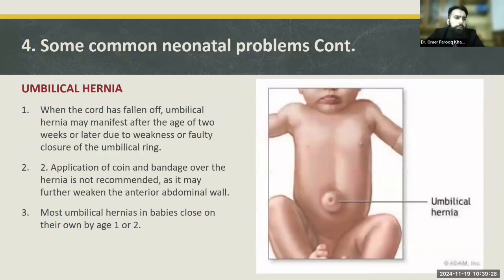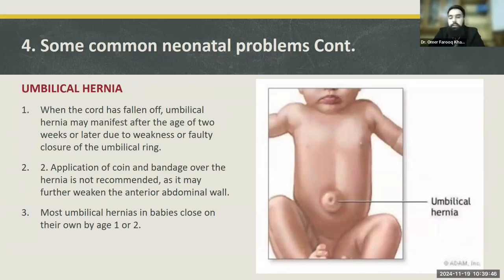Then there's a problem called umbilical hernia. When the cord has fallen off, umbilical hernia may manifest after the age of 2 weeks or later due to weakness or faulty closure of the umbilical ring. Application of a coin and bandage over the hernia is not recommended as it may further weaken the anterior abdominal wall.